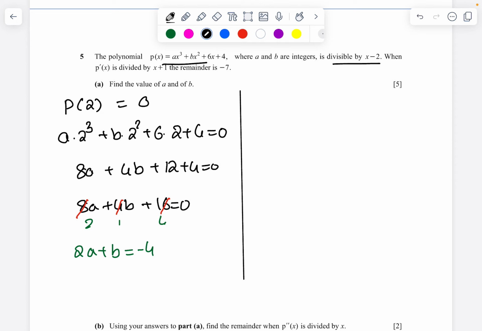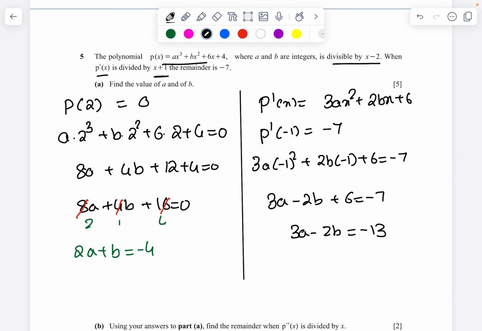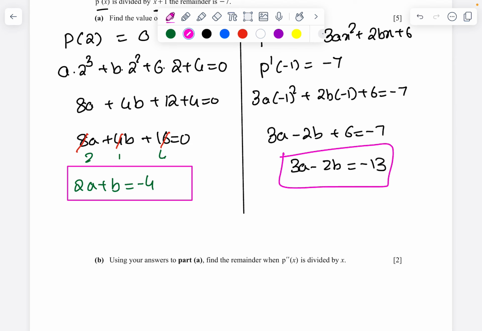Then the next part is nothing but what? P prime x. P prime x will become 3ax square plus 2bx plus 6. When divided by x plus 1, the remainder is negative 7. So 3a times negative 1 whole square plus 2b times negative 1 plus 6 equals negative 7. 3a minus 2b plus 6 equals negative 7. 3a minus 2b equals negative 13. So I got two equations. This is equation number 1 and this is equation number 2.